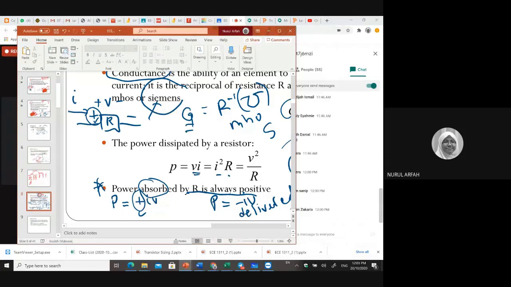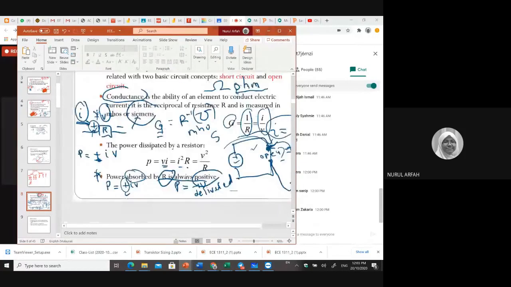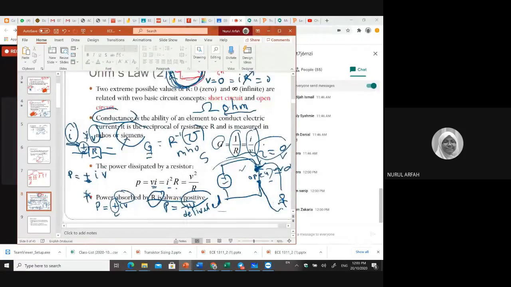But you need to know that wherever I is entering, you should put the plus sign. So P is equal to a plus sign, and then the I value, and then the V value. If the V value is negative, then you put negative. But so far this one is positive, so that's why they put it, the R is always positive. Power is always absorbed for a resistor. Okay, this one is already done.